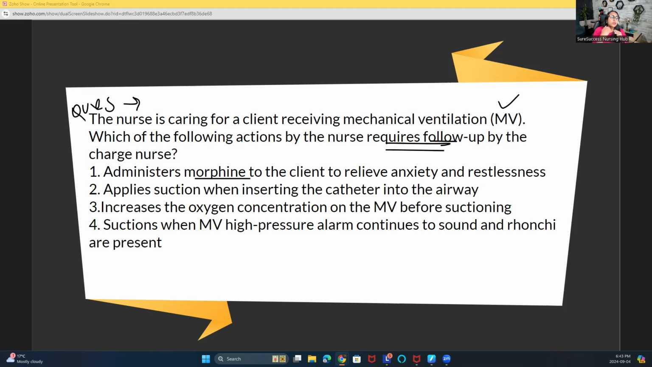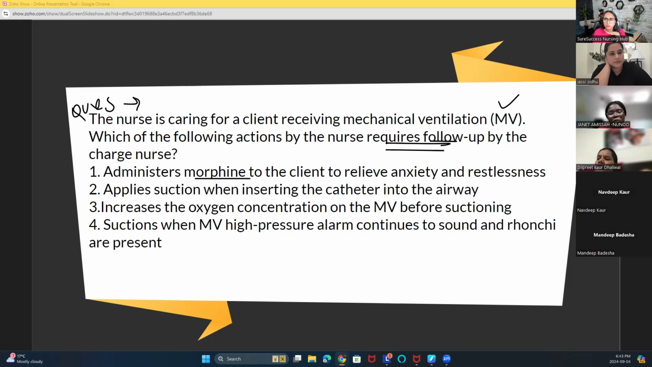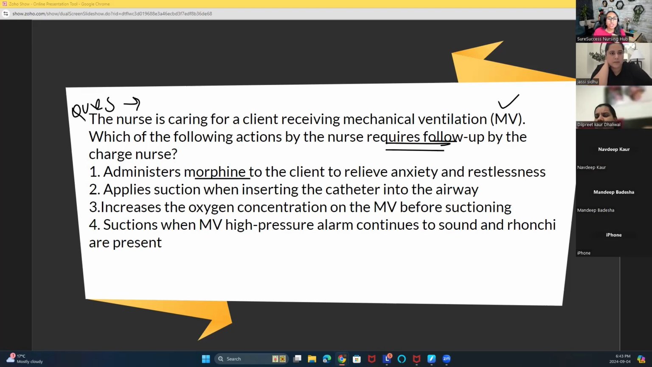So what happens is when the ventilator tube is in our throat, is it a comfortable feeling? Do you want the patient to be alert with the ventilator? He will be so anxious. He will be so restless. You cannot have any pipe in your throat. So how do we manage that? Usually we do give some kind of sedation to them. Sure. You apply the suction when inserting the catheter into the airway. That is the correct option.